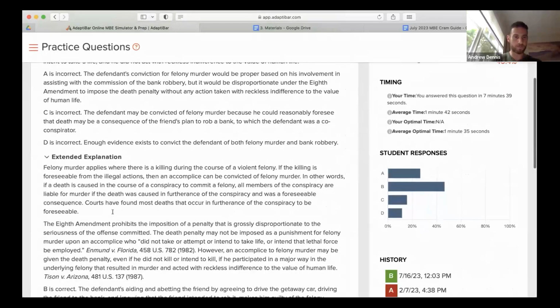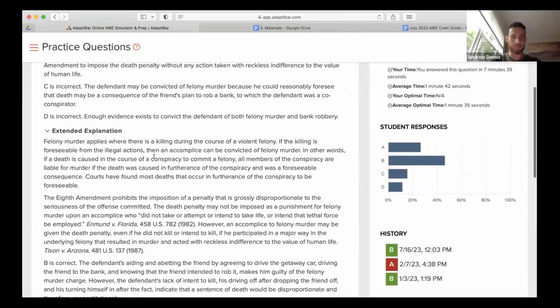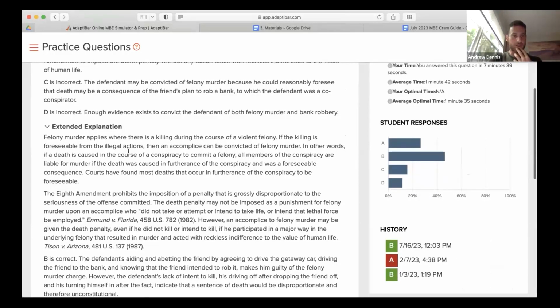Foreseeable felony murder applies when there is a killing during the course of a violent felony. If the killing is foreseeable from the illegal actions, then an accomplice can be convicted of felony murder. In other words, if a death is caused in the course of a conspiracy to commit a felony, all members of the conspiracy are liable for the murder if the death was caused in furtherance of the conspiracy and was a foreseeable consequence. Courts have found most deaths that occur in furtherance of the conspiracy to be foreseeable.